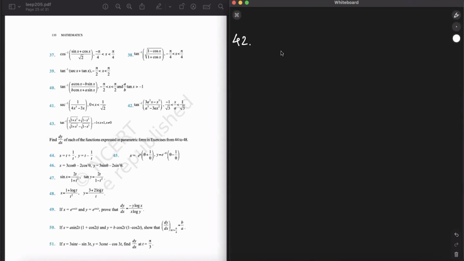Question number 42. So I have with me tan inverse of (3a square x minus x cube) whole divided by (a cube minus 3a x square). So this is also a formula for tan, and I would like to give you a very important tip regarding the exam. Most of us make this mistake of thinking that whenever this form comes, I have to remember that I have to do this.